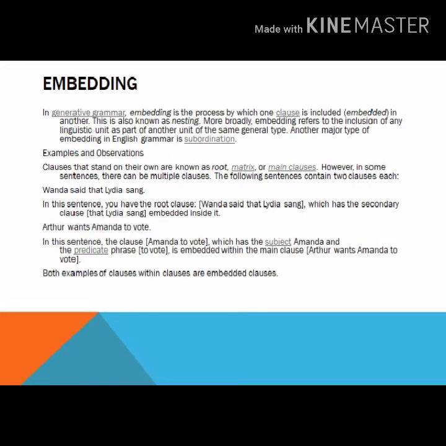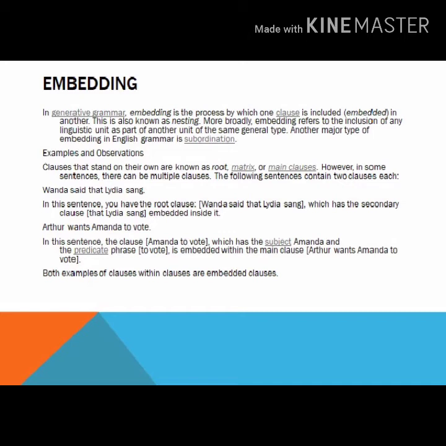In our discussion about ellipsis and substitution relating to embedding, what is embedding? In generative grammar, embedding is the process by which one clause includes another. This is also known as nesting. More broadly, embedding refers to inclusion of any linguistic units as part of another unit of the same general type.